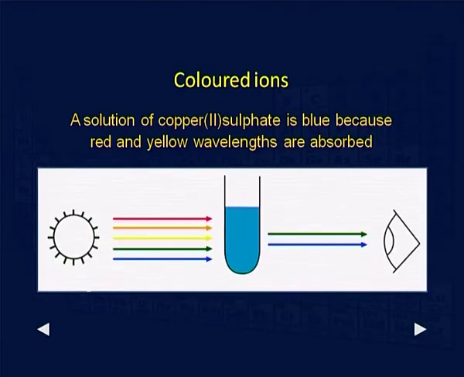and there is a chance for an electron to be raised from one d orbital to another d orbital. A solution of copper sulphate is blue because when white light falls on it, red and yellow wavelengths are absorbed by it, and it transmits the blue light, so when we see it, it looks blue in color.